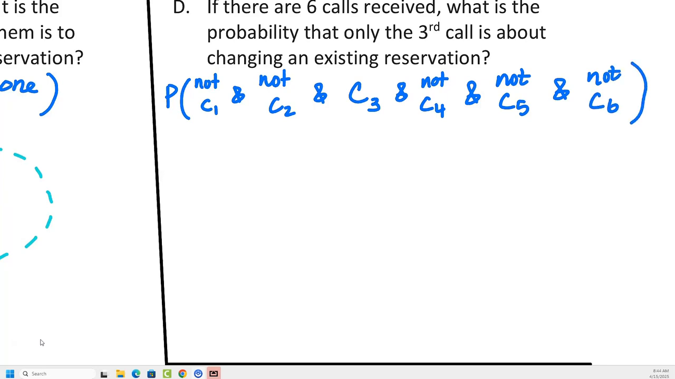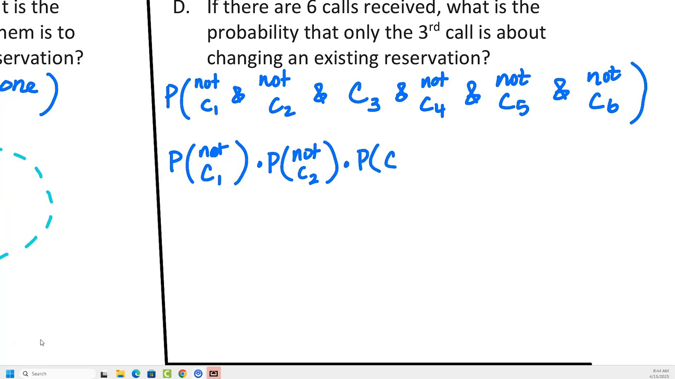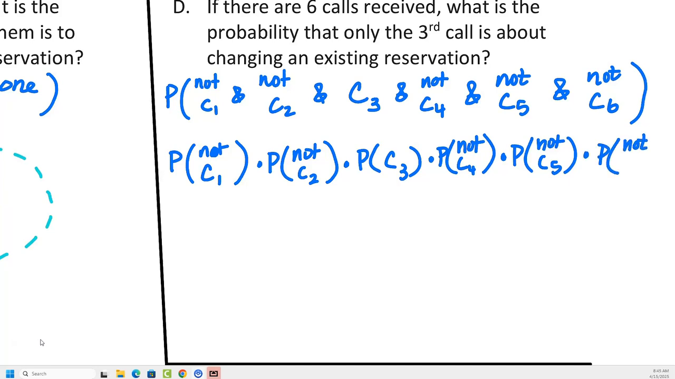Okay. And if they're all independent, then this would be the probability of not C1 times the probability of not C2 times the probability of C3 times the probability of not C4 times the probability of not C5 times the probability of not C6.